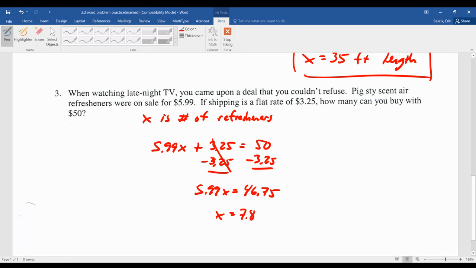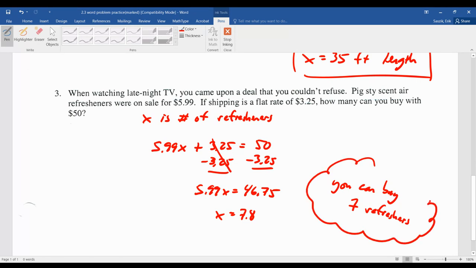Now remember, that's the number of refresheners, but you can't buy a 0.8 of a refreshener. So writing a little sentence here, or a little phrase at the end, would probably be good to clarify, because you can buy how many? You can buy 7 refresheners. So in this particular case, you have to round down no matter what, because you don't have enough money to buy 8. So you have to round down, even if it was like 7.9. All right. Hope that makes sense.